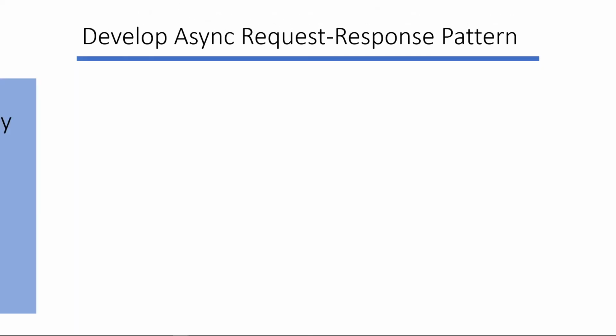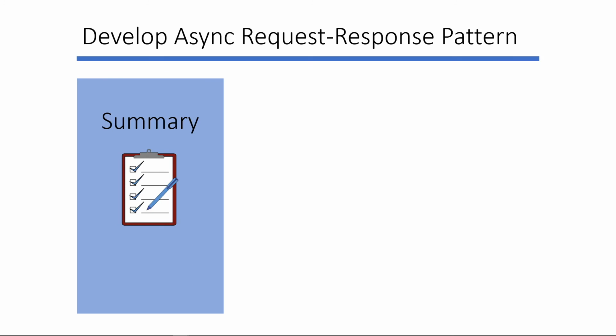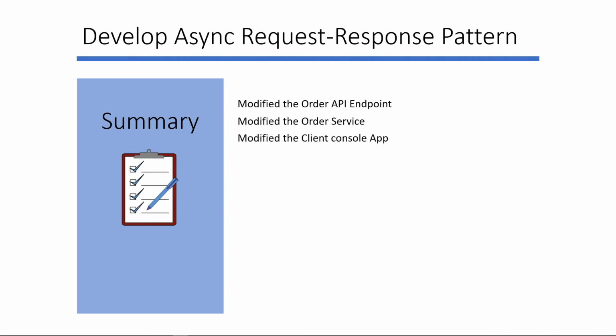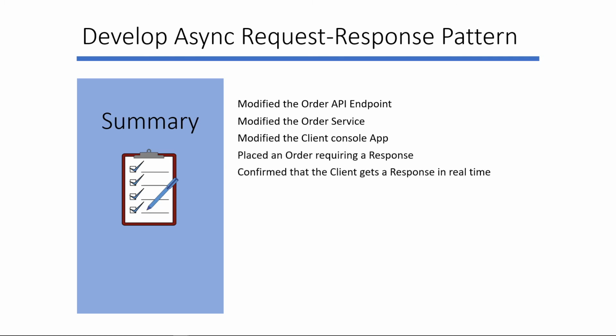So let's recap what we did in this section. We developed the async request response pattern, and to do that, we modified the order API endpoint. We modified the order service. We modified the client console app. We placed an order requiring a response. We confirmed that the client gets a response in real time. We confirmed that the async messaging route still works. And in the next section, we will create a wiretap.